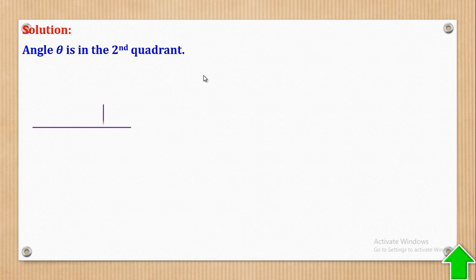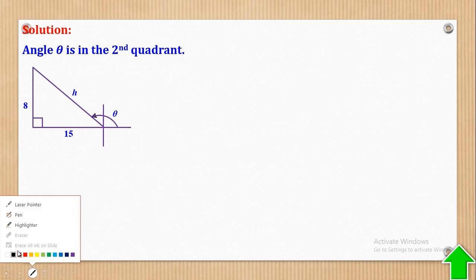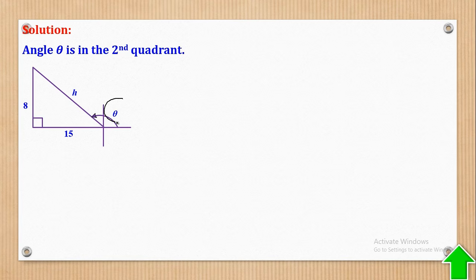Therefore, we shall draw our quadrants and put our right angle triangle in the second quadrant. Remember, this is the first quadrant, this is the second quadrant, this is the third quadrant, and this is the fourth quadrant, but our interest is the second quadrant. That's why the right angle triangle is in the second quadrant. Then angles, you should remember that they are measured from the horizontal axis, and if it's going in the anticlockwise direction, they are positive.